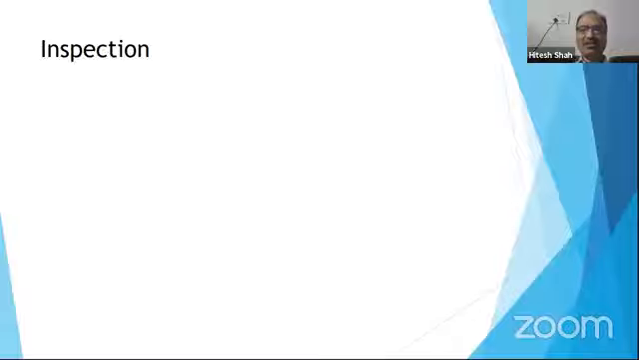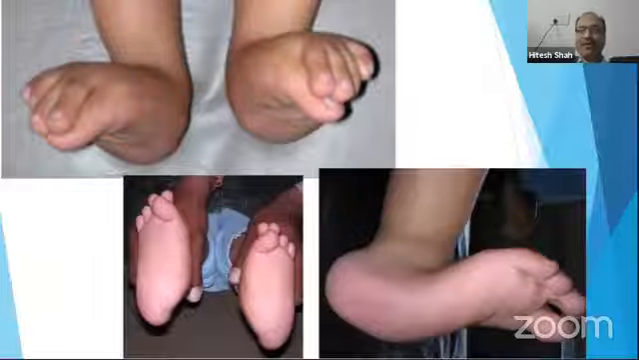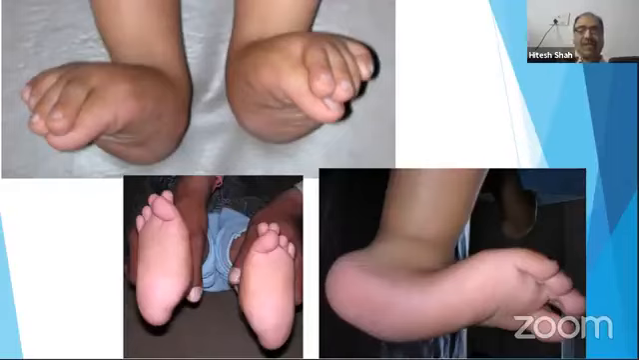So we'll have the case scenario. This is a 1.5-year-old child, with the deformity present since birth, following a delivery. Any of the postgraduates can describe what they can see, from the front, the sole, and the side views of the same child.